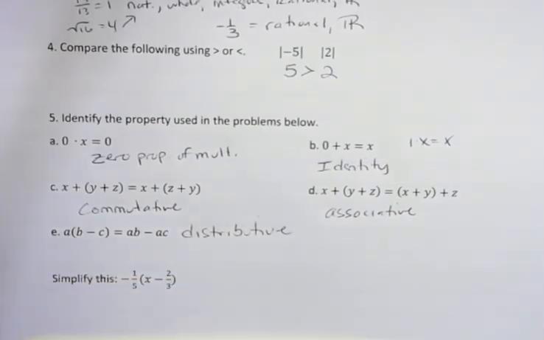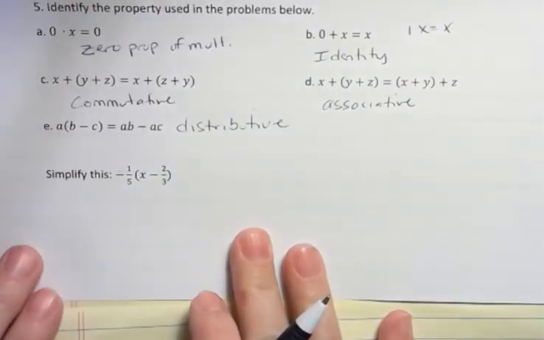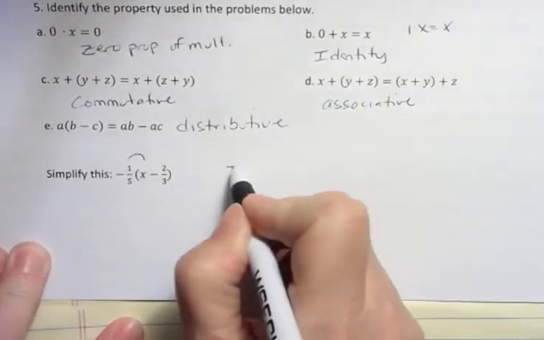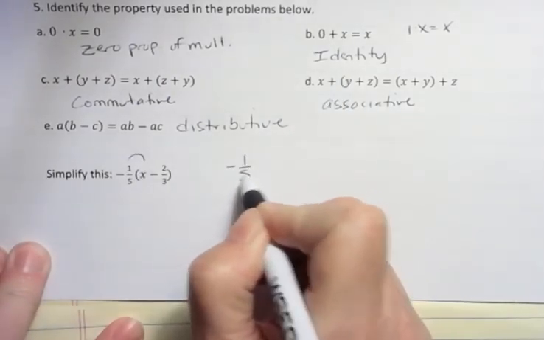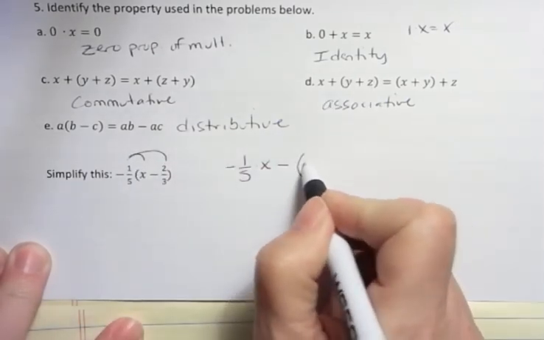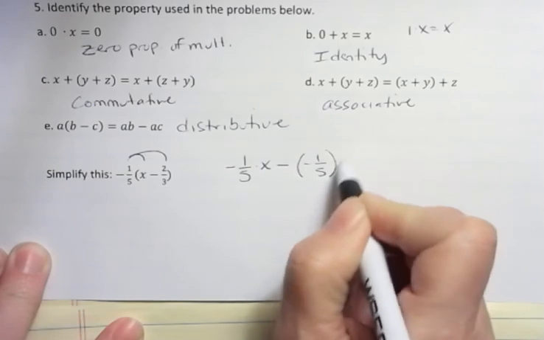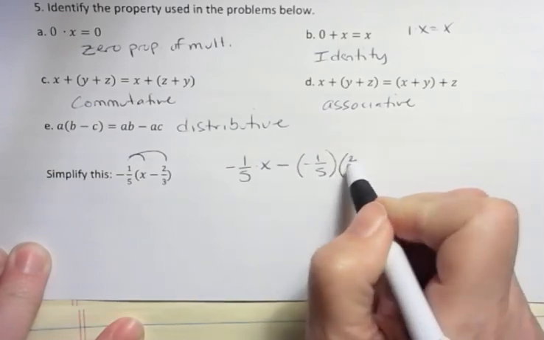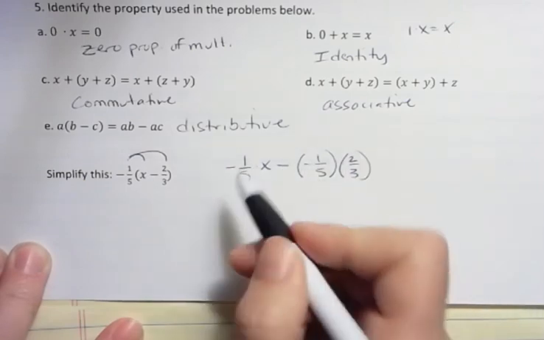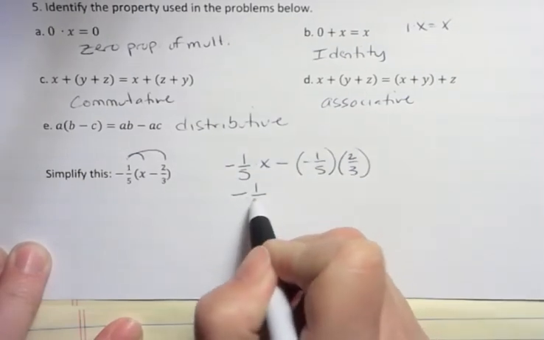And finally, one of the things you'll have to be able to do on your midterm, and I think on your final as well, is simplify something using the distributive property. This says -1/5 times x minus -1/5 times 2/3. That minus sign in the middle is here. Well, that's going to give me -1/5 x.